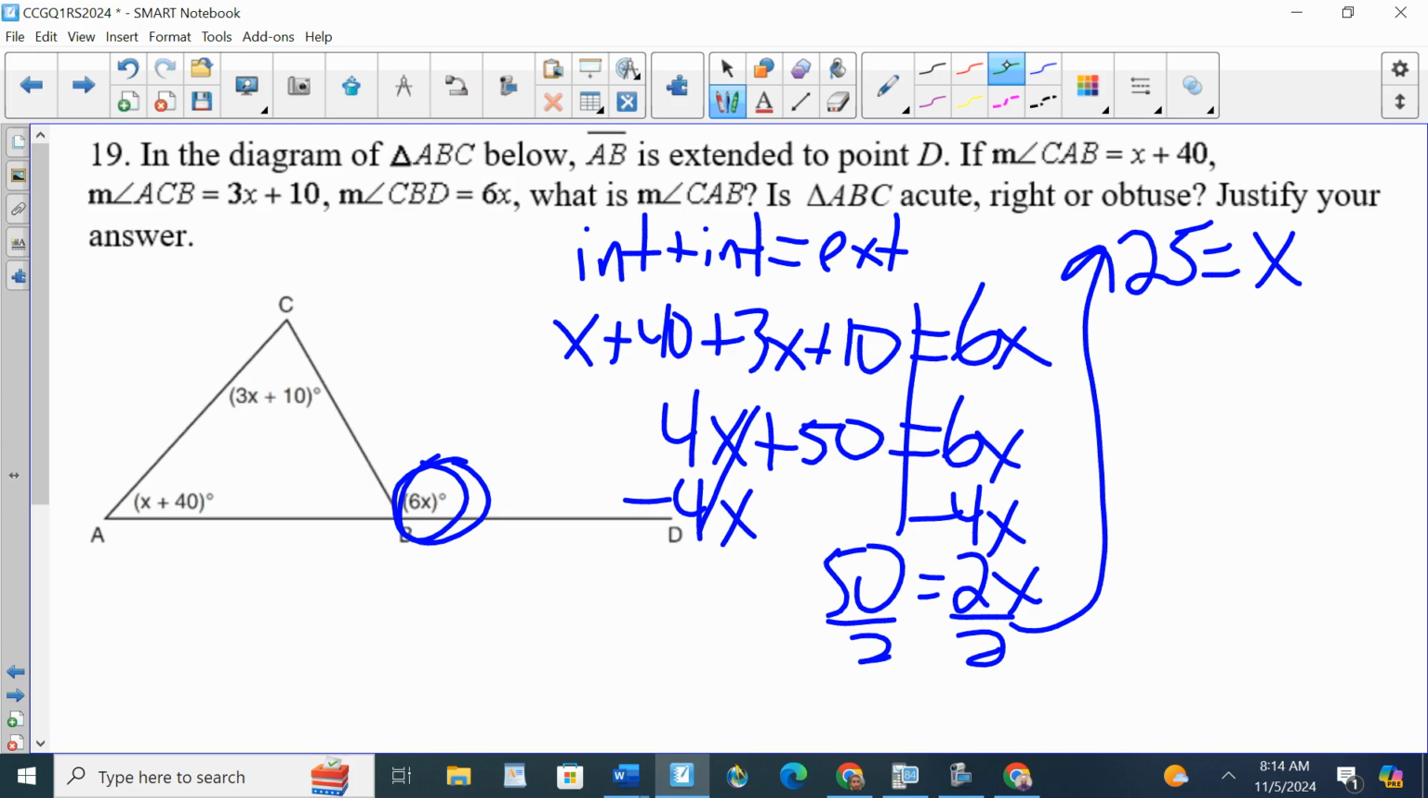Now, it's asking us a few questions. It's asking us first for angle CAB. CAB is x plus 40. So it's 25 plus 40, which is 65.